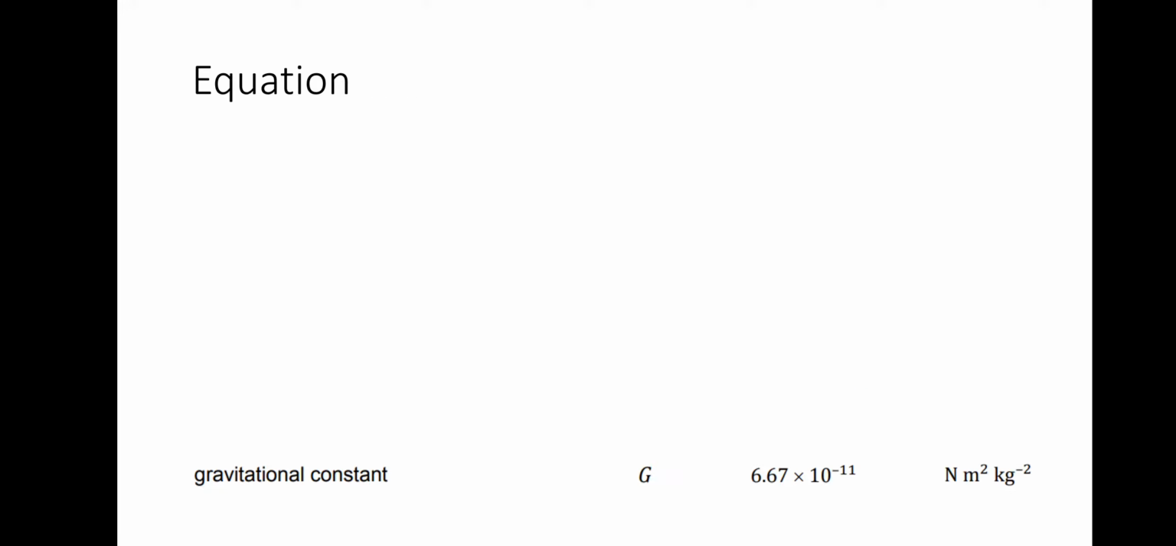So the equation. The equation for gravitational potential is simply V equals minus GM over R. So G is the gravitational constant, which is at the bottom of the page. M is the mass of the object, so maybe the planet Earth or the Moon or another planet, such as Mars, Venus, etc. And R is the distance from the centre of that planet. Let's move on then.